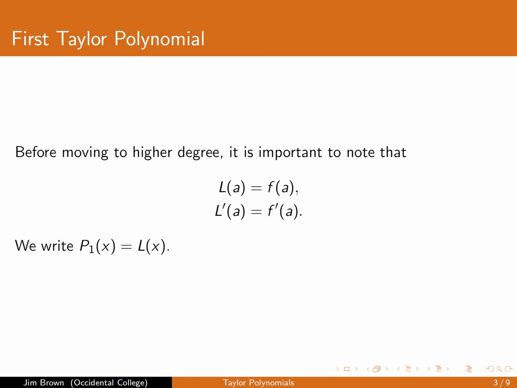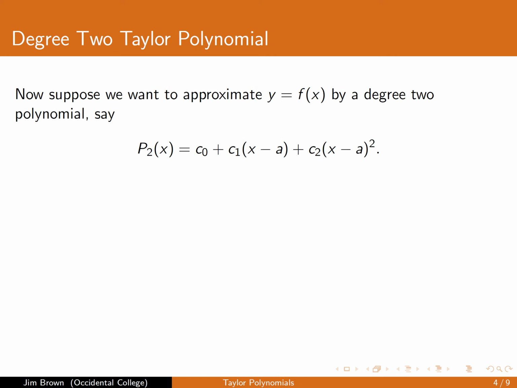So going forward, since we're going to generalize this linear approximation to higher degree polynomials, and our linear approximation has degree 1, we're going to write P1 of x for that linear approximation, and we'll refer to this as the first degree Taylor polynomial, or the first Taylor polynomial. So the next step would be, suppose we want to do a degree 2 Taylor polynomial. So we want to approximate our function not by a line now, but by a quadratic.